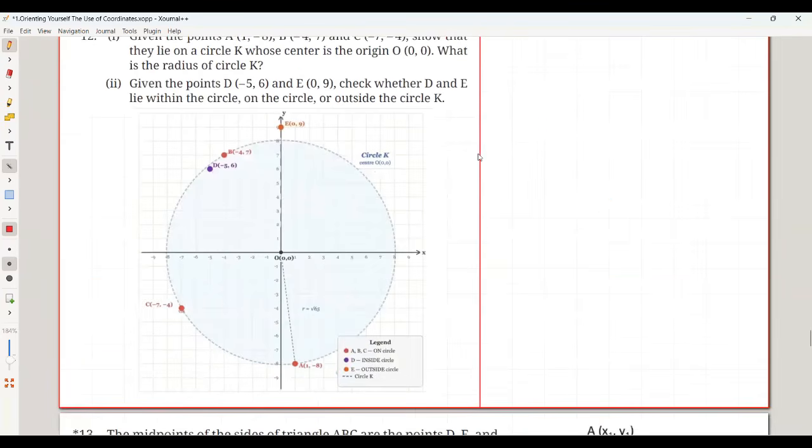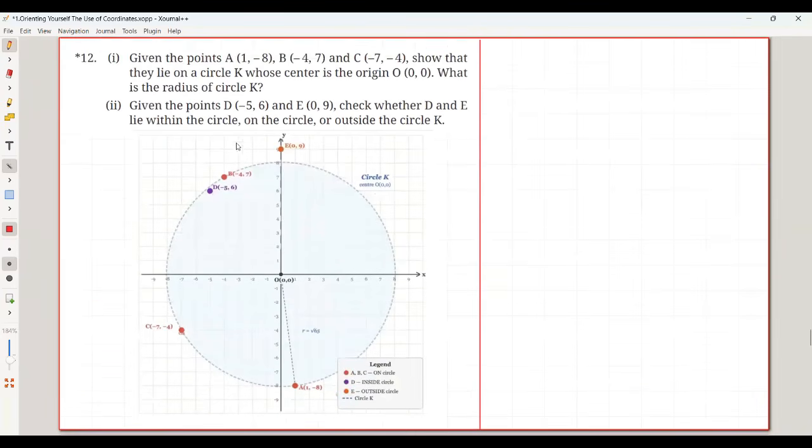Now question number 12. Given the points A, B, C, show that they lie on a circle K whose center is the origin. What is the radius of the circle K? First you plot the points. Take the graph sheet, draw the x-axis and y-axis, and plot the point 1 comma minus 8. This is my 1 comma minus 8.